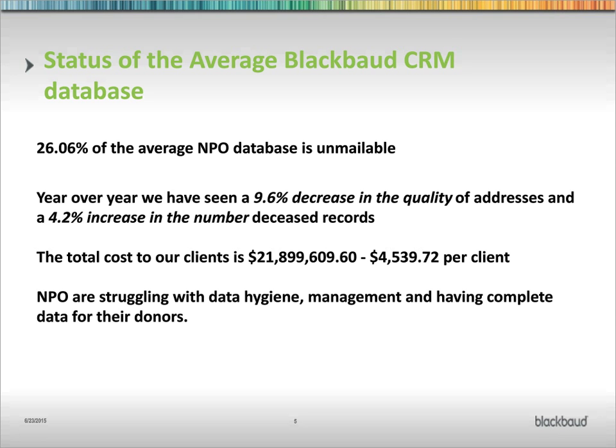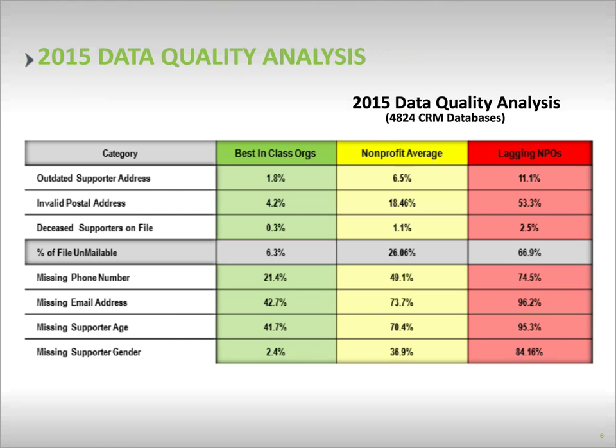So I'd really like to jump into the numbers a little bit more. Looking at the analysis here, we broke it out based in 3 categories: best-in-class organizations, the average nonprofit, and then lagging nonprofits. So best-in-class was the top 12.5%. Lagging nonprofits is the bottom 25%. So we're really looking at the best of the best, looking at the average, and then looking at those that are struggling a little bit.